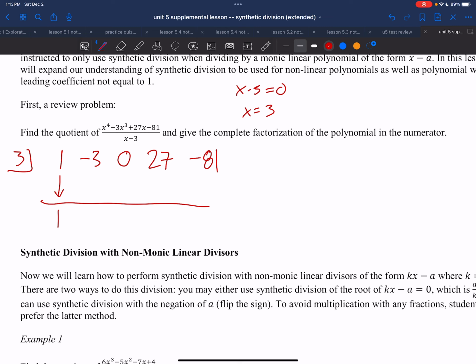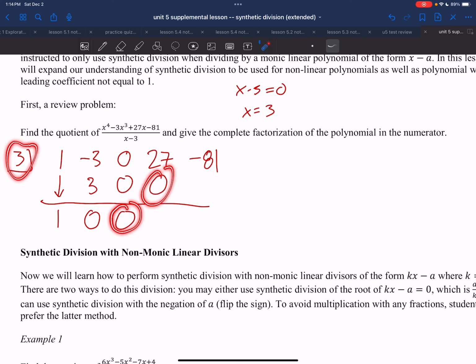So what I'm going to do is 1 times 3 is 3, and negative 3 plus 3 is 0. And the next thing I'm going to do is 0 times 3, that's 0. And 0 plus 0 is 0. There we go. 0 times 3 is 0, right? So I'm doing 0 times 3 is 0. And 27 plus that is 27. And then 27 times 3 happens to be 81. And negative 81 plus 81 is 0.